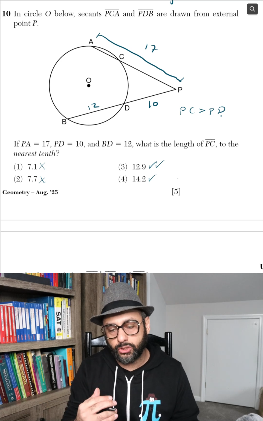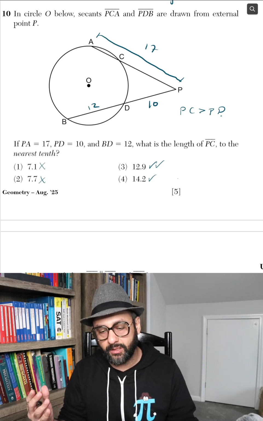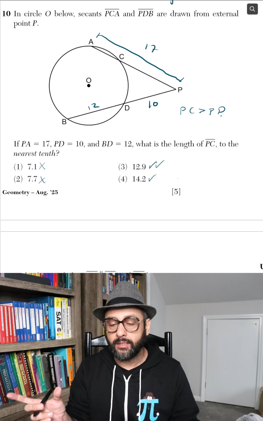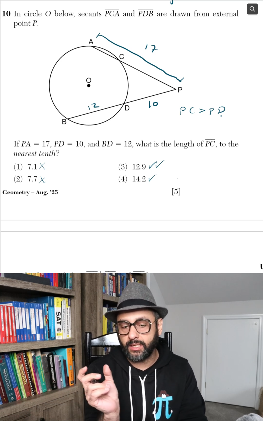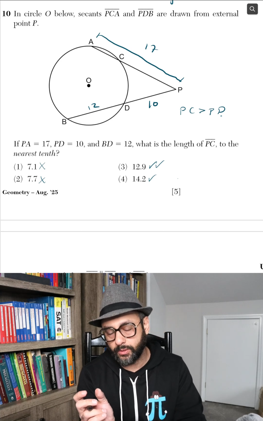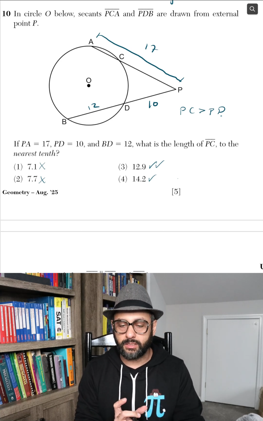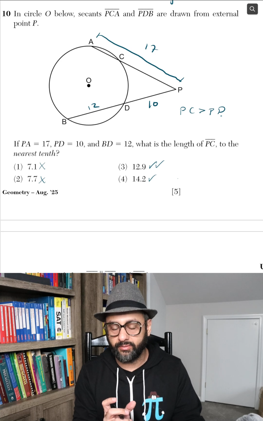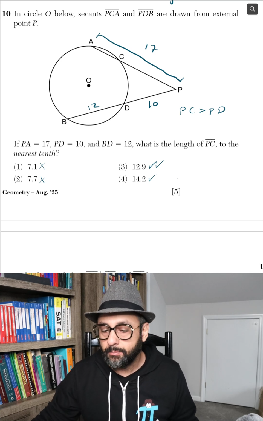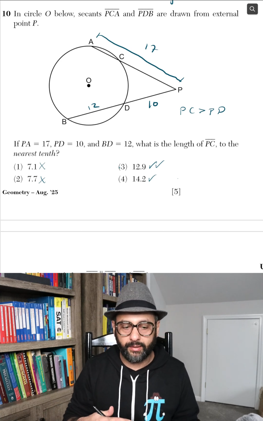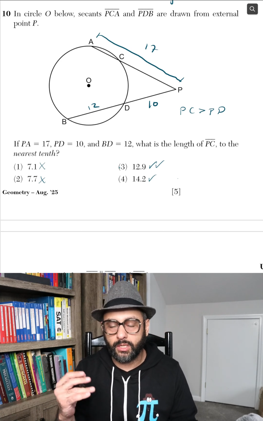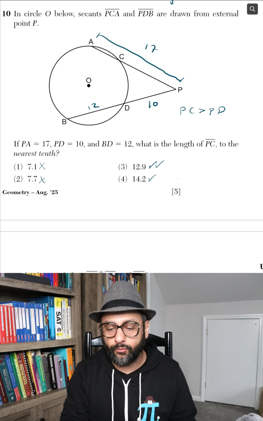If one secant is shorter than the other, then the outer part of the shorter secant is longer than the outer part of the other secant, and then the interior part of the shorter secant is shorter than the interior part of the longer secant. But that's if you happen to know that. A better way to do it is to actually go to the formula, and there is a formula.